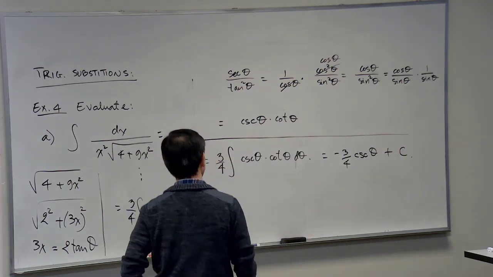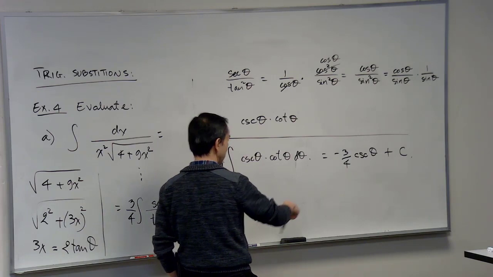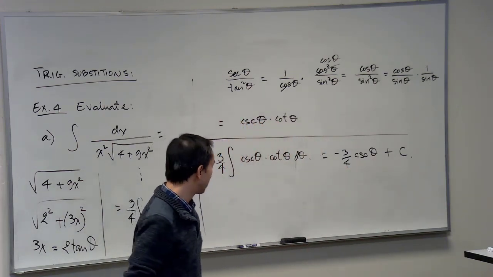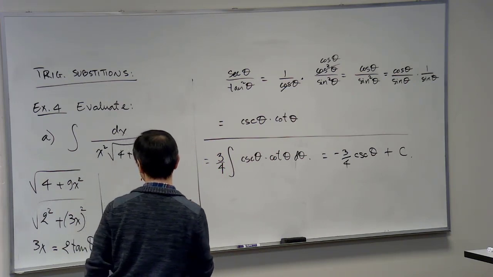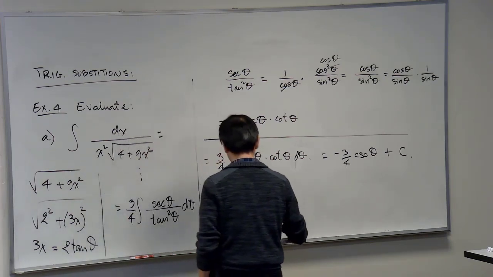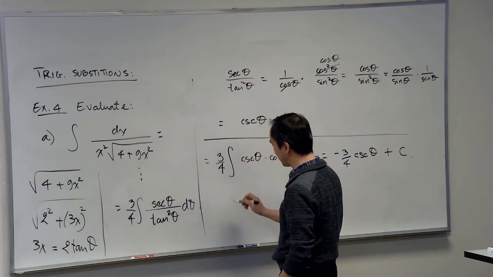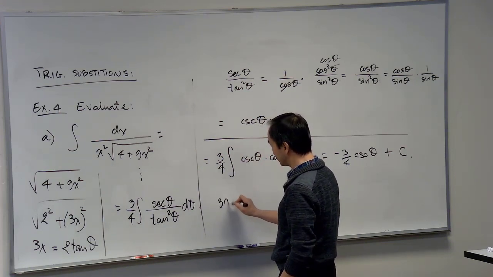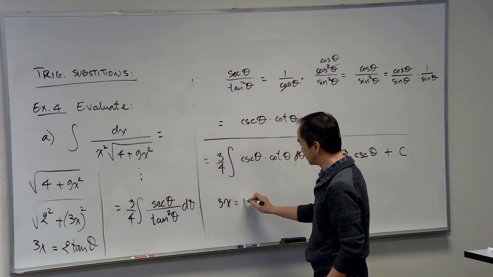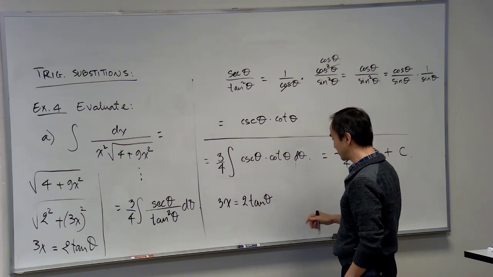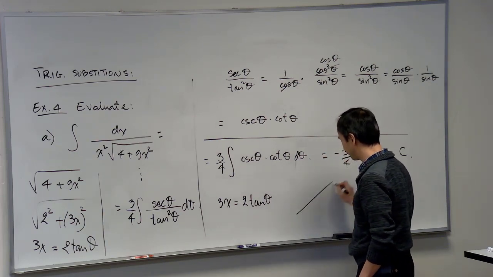Now, in that case, we're just going to need to bring back the original variable, the original meaning of the variable. So cosecant theta over here, but let's go back to your work. I'm not sure if my board here has enough space, but see 3x equals 2 tangent theta, right? So think about a triangle like this.